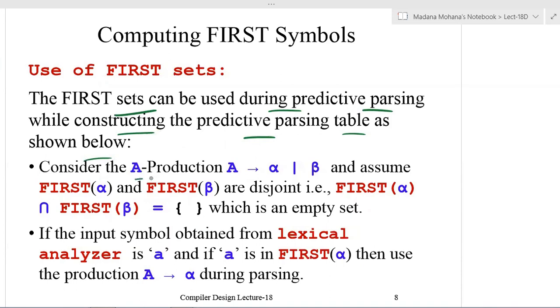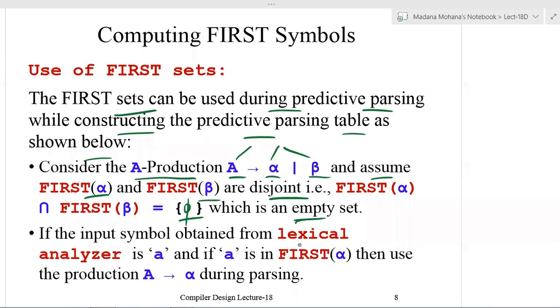Here consider a production starting with variable A in the form A derives alpha or beta, and assume first of alpha and first of beta do not have any common value, that is, they are disjoint. So their intersection is empty, which is an empty set. At that time we have to consider the production A derives alpha or beta.